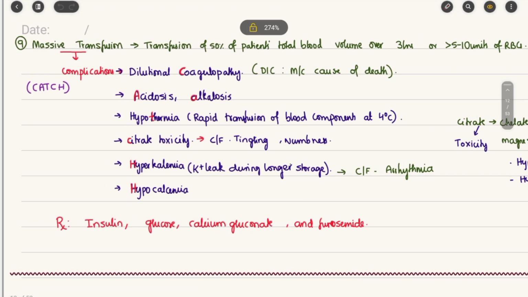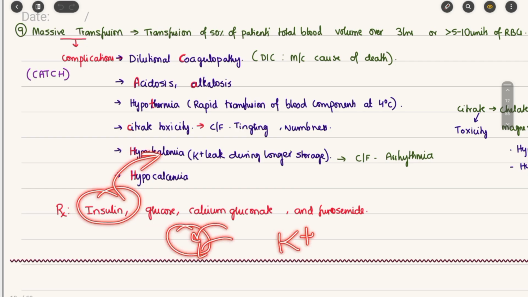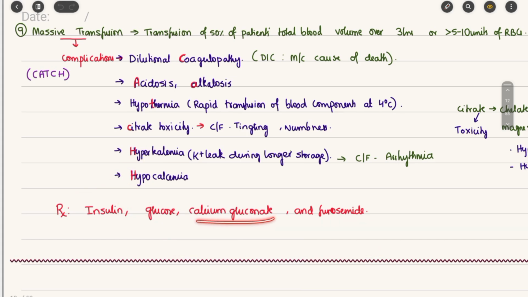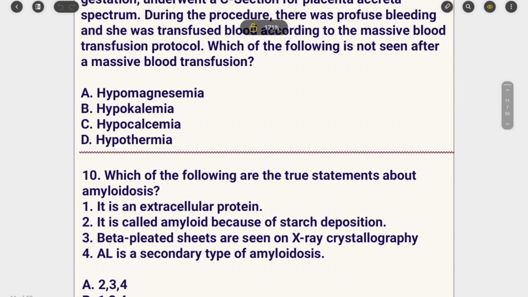What is the treatment? You have to give insulin. Insulin will make the potassium go inside the cell, hence the potassium level in the blood will decrease. The glucose you have to give because you are giving the insulin. Calcium gluconate to replace hypocalcemia, and for volume overload, you have to give furosemide. Okay. Hence, hypokalemia is not seen. Other things are seen.